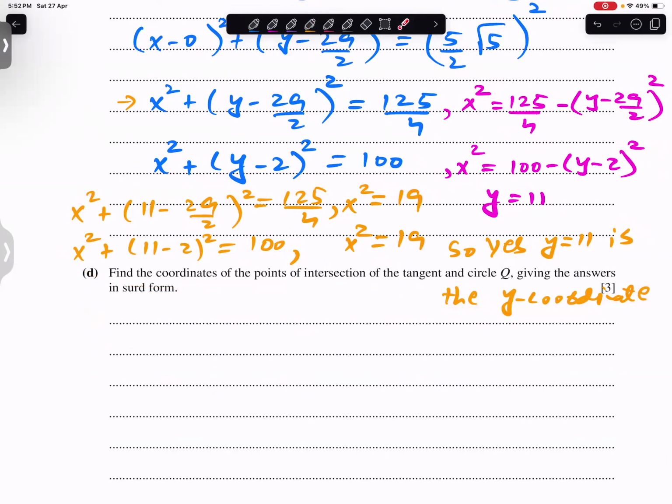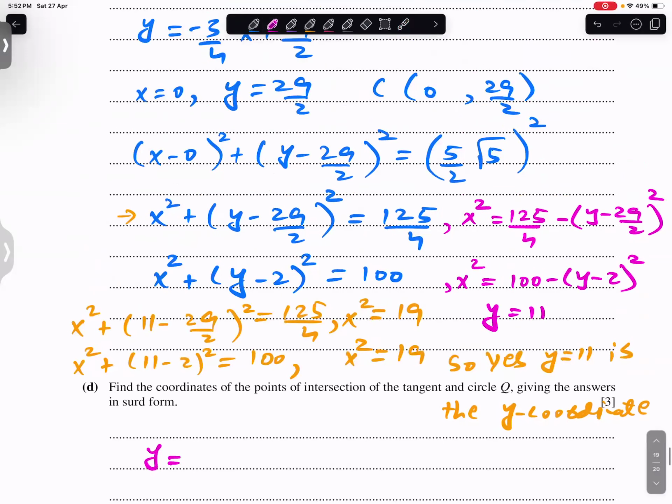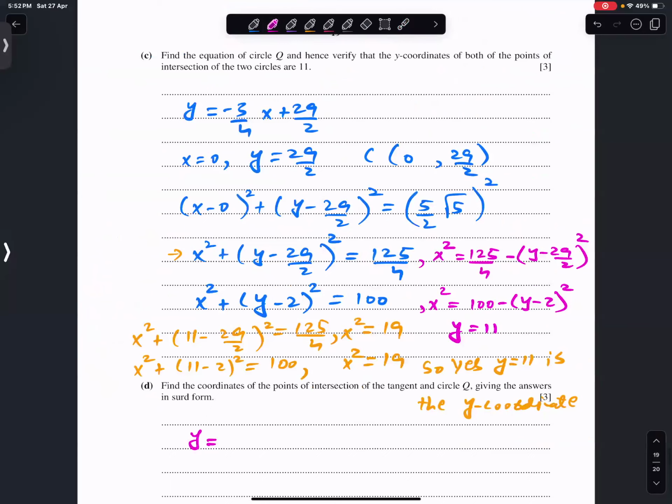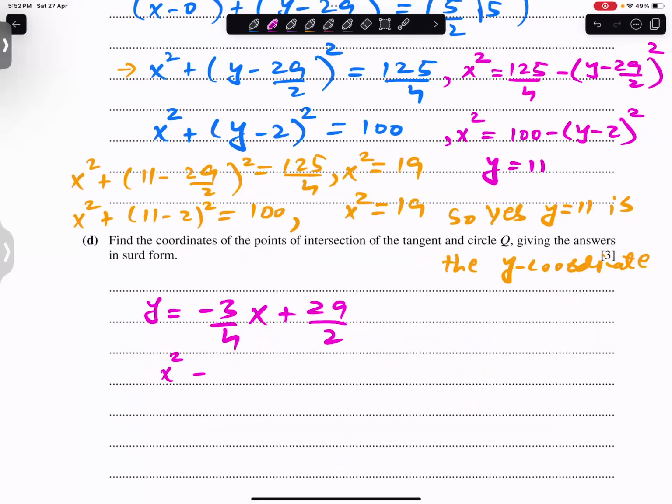Now the last part is: find the coordinates of the points of intersection of the tangent and circle Q, giving the answers in surd form. Now, where is my equation of tangent? The equation of tangent was y = −3/4 x + 29/2, and circle Q was x² + (y − 29/2)² = 125/4. Let's put this value of y here.